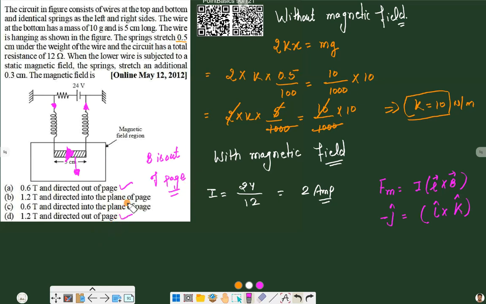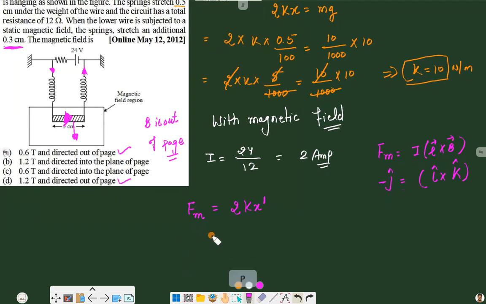Now coming to the stretching part, that there is additional stretching of 0.3 centimeter. So we can say the magnetic force that is causing the additional stretching should be equal to twice K into X dash, where X dash is the additional stretching, K is the spring constant, and because we have two springs, that's why we added 2. So magnetic force will be equal to twice, K is 10 that we know, and the value of X dash is 0.3 centimeter or 0.3 by 100 or 3 by 1000. So magnetic force is 6 by 100 Newton.